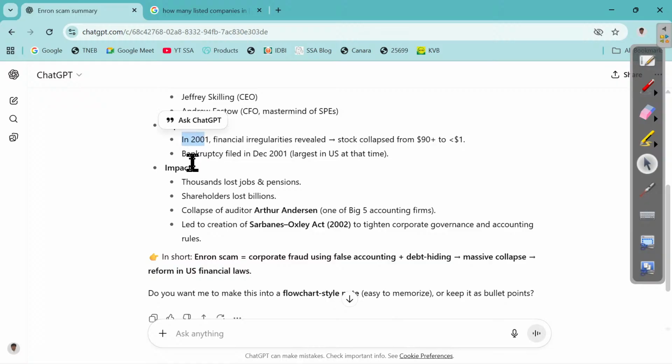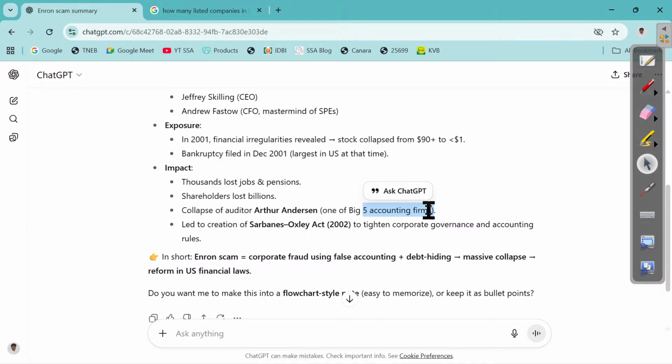Exposure in 2001, and the stock collapsed from $90 to $1, and bankruptcy was also filed. Everything collapsed. At the time it was around 35 rupees per dollar, I think, so 3,500 rupees worth of share became zero because of their manipulation. Thousands lost jobs and pensions, shareholders lost billions, and Arthur Andersen, one of the big 5 accounting firms involved in this manipulation, also collapsed.